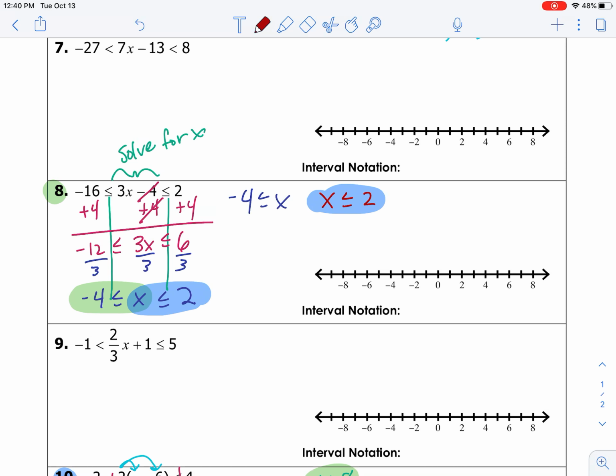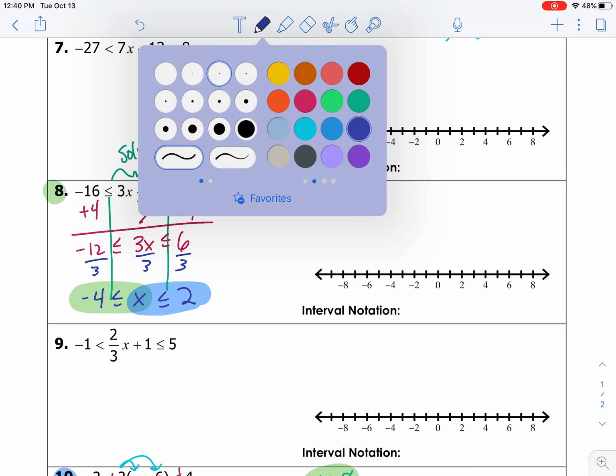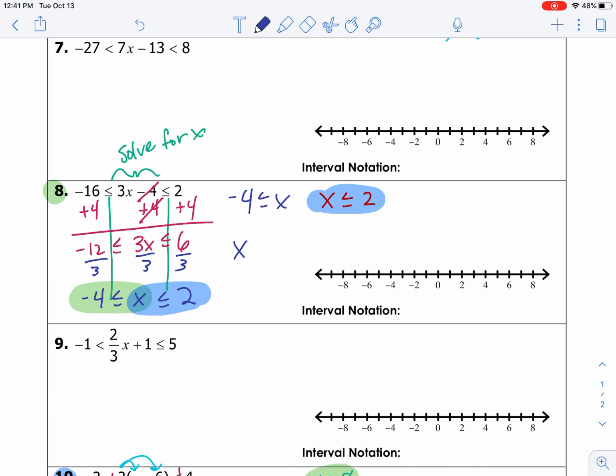Okay, so this one's ready to go. I need to switch the other one around. So I put x on the left side. I put -4 on the right side. See how the inequality is pointing towards the -4. That means I need to keep my inequality pointing towards the -4. And then we're ready to graph.